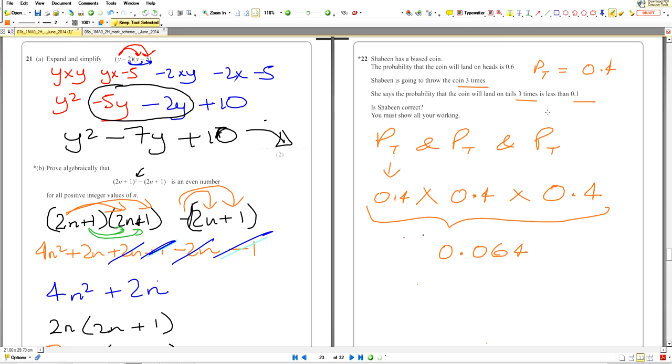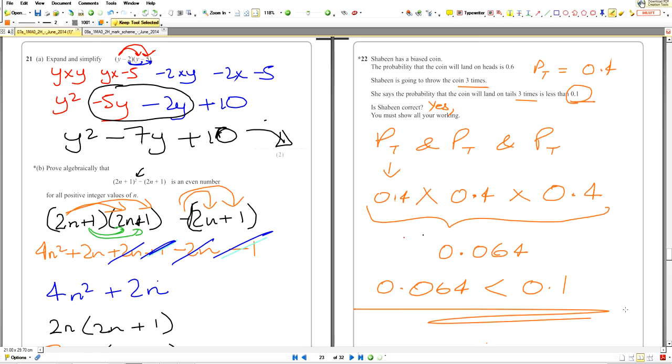Okay. The question says that it will be less than 0.1. Is this number less than 0.1? Yes. So is she correct? And the answer is yes. 0.064 is less than 0.1.